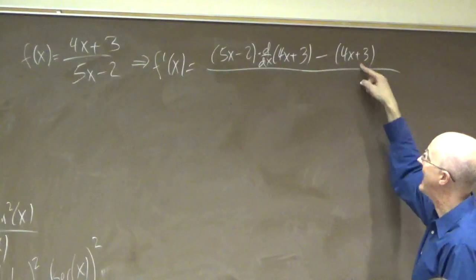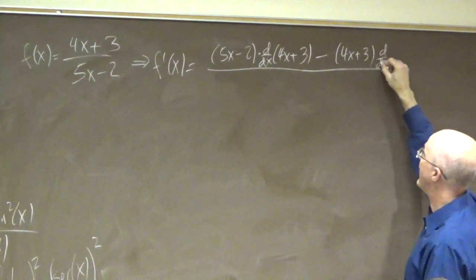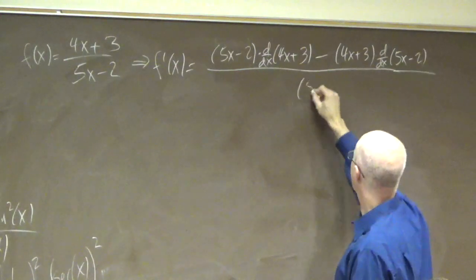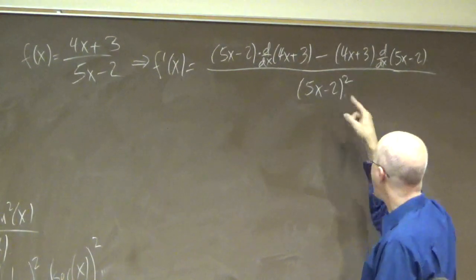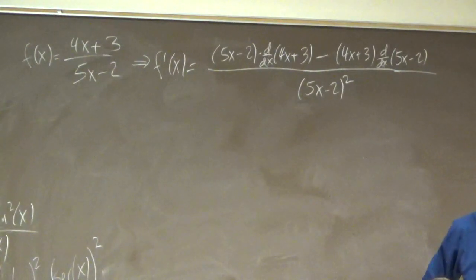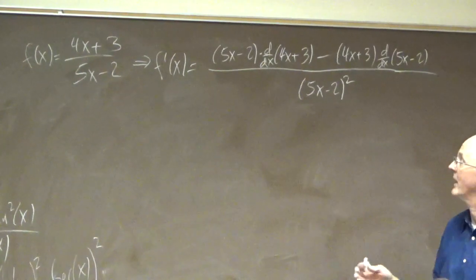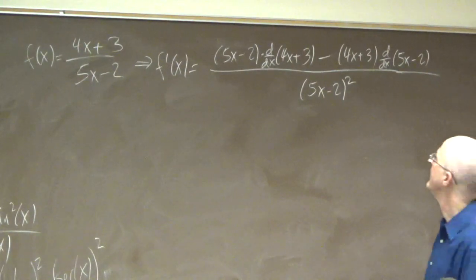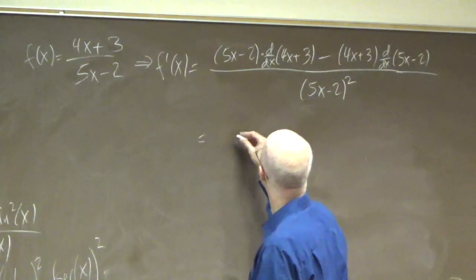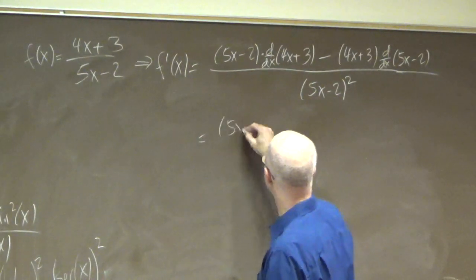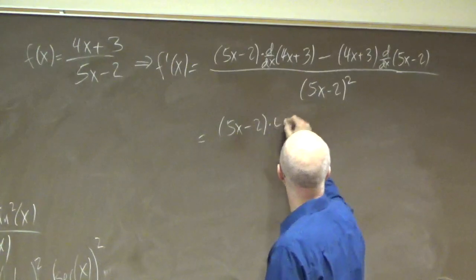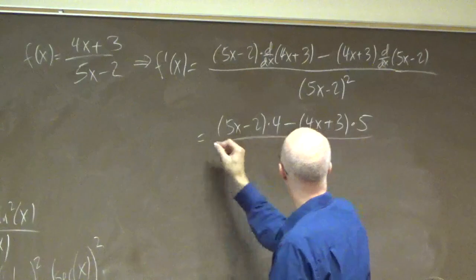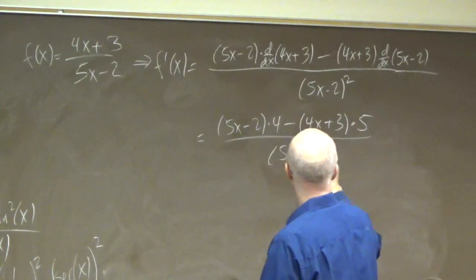Low d high minus high d low, the derivative of 5x minus 2, which is 5. Over the square of what's below. You can expand the bottom out if you want to simplify it. It would expand out to 25x squared minus 20x plus 4, but that's not a big deal to me. Let's simplify the top though. It's typically, in this situation, more important to simplify the top because it's important to figure out where derivatives equal 0, and fractions only equal 0 when the top is 0.